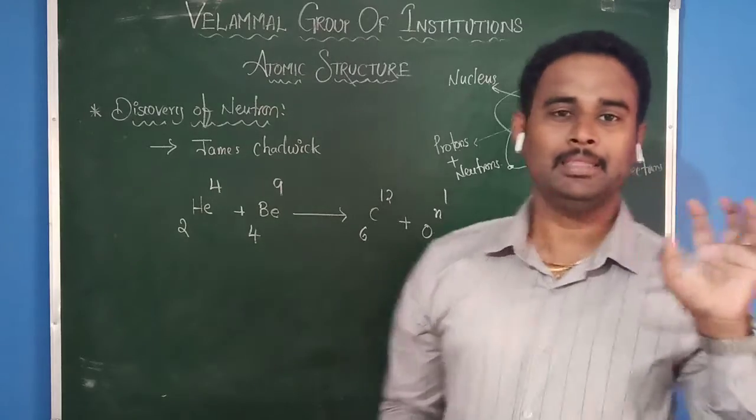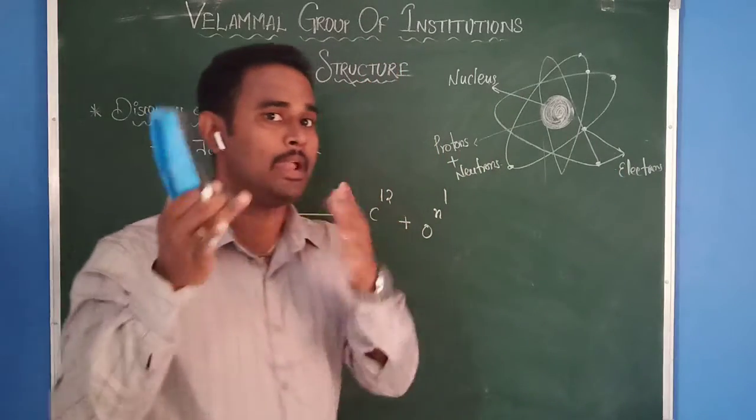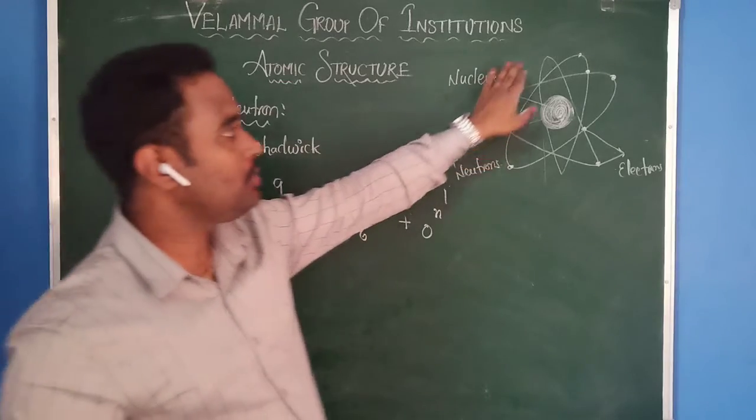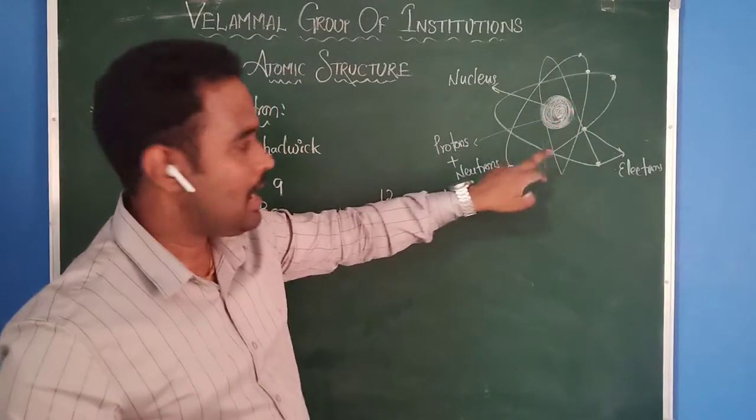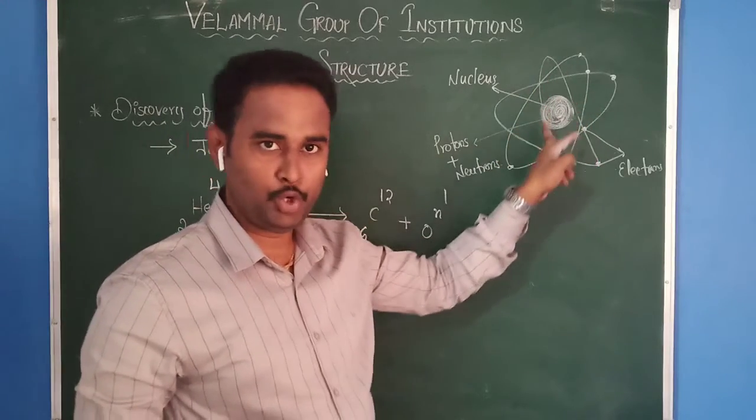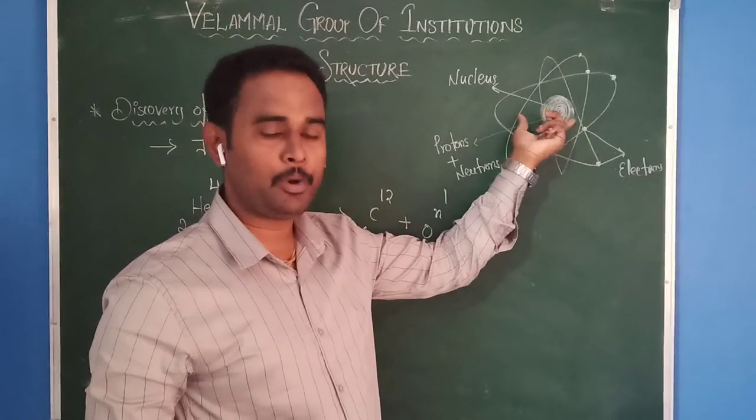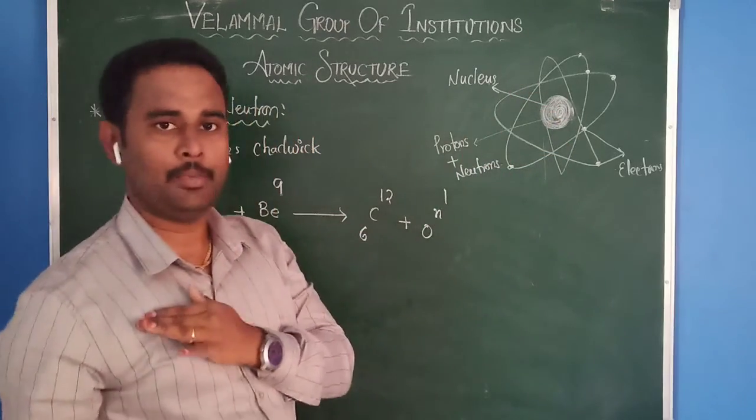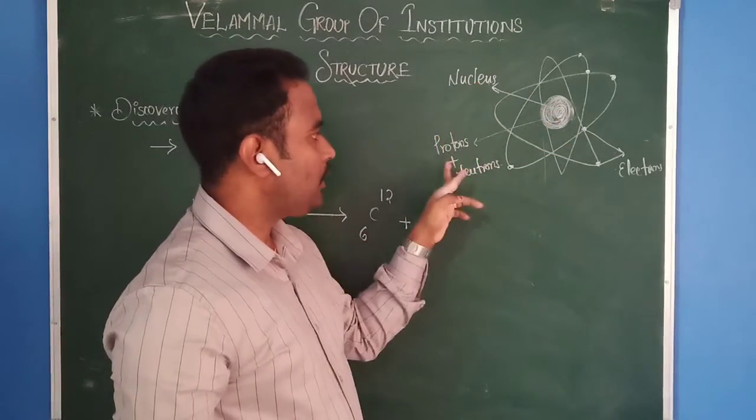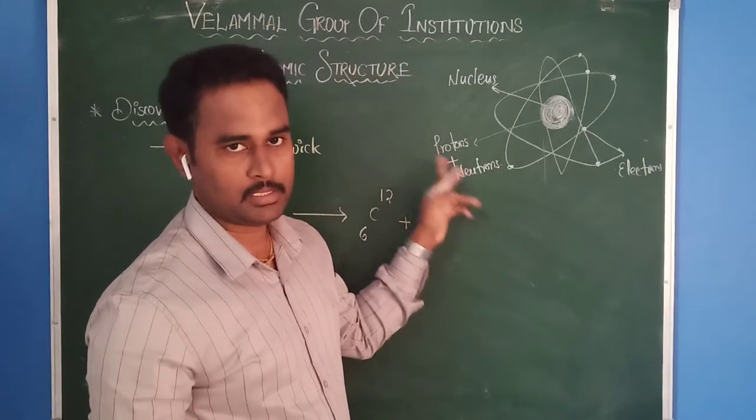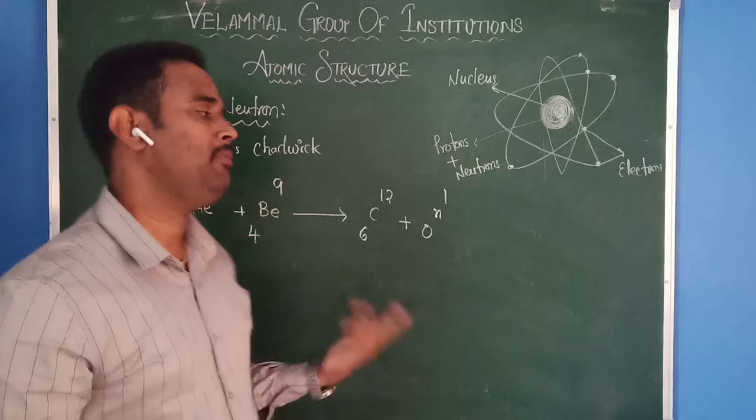Let us see the structure of the atom. This is for your identification. Observe this: this is how the atom is present, and these are the electrons which are always revolving around the nucleus. The central part of the atom is called the nucleus. This and all we will discuss in the upcoming classes. In this nucleus, the two important particles present are protons and neutrons. Okay, fine.